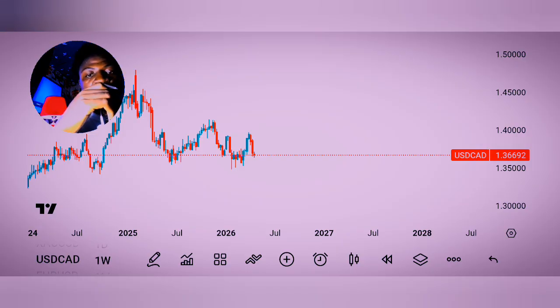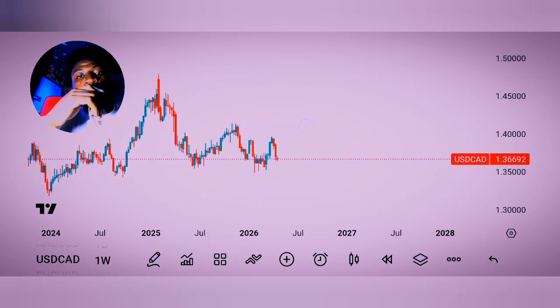So today we are going to be analyzing the charts, and alongside me showing you how to use TradingView to do your technical analysis on your mobile phone. And remember, this is my own TradingView on my mobile phone.